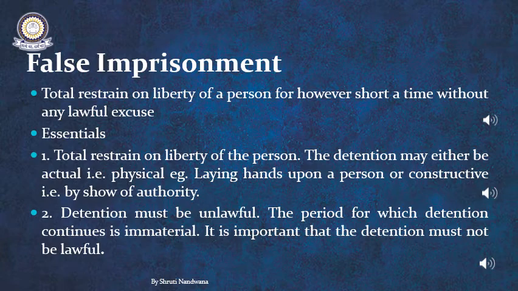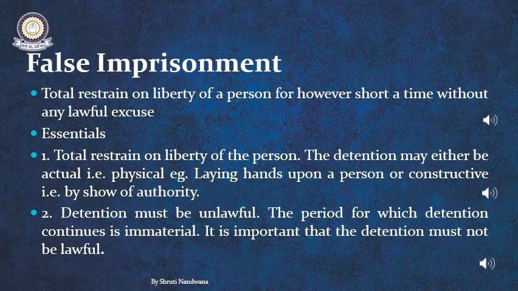For example, if there is a room which has only one door, if you put a person inside it and lock it, there is a total restraint. There is no means for the person to move out of the room. However, if a place or a room has more than one exit, and if you lock all but one and the person knows that he has a means to escape, it is not a total restraint on his liberty because he can still move out of that place, and hence it is not a total restraint.